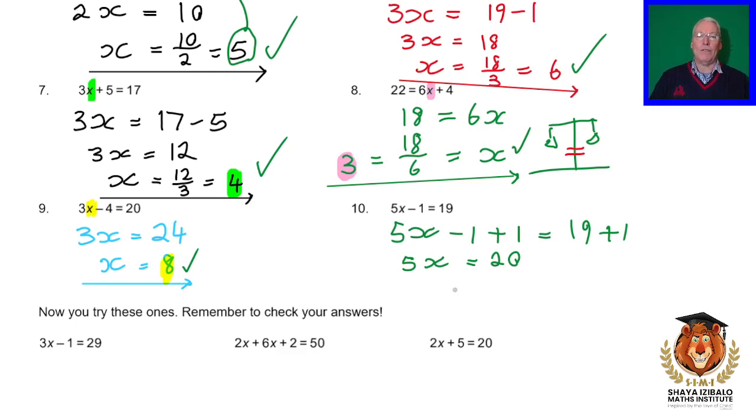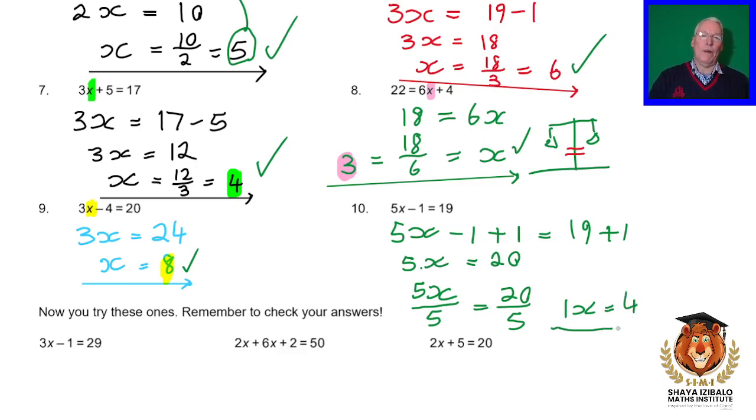How do we get from 5x to 1x? We're going to divide by 5 on both sides, because remember, this means 5 times. The undoing of timesing by 5 is dividing by 5. I divide by 5 on that side, and I'm going to divide by 5 on this side. When I divide 5x by 5, I just get 1x, and when I divide 20 by 5, I get 4.